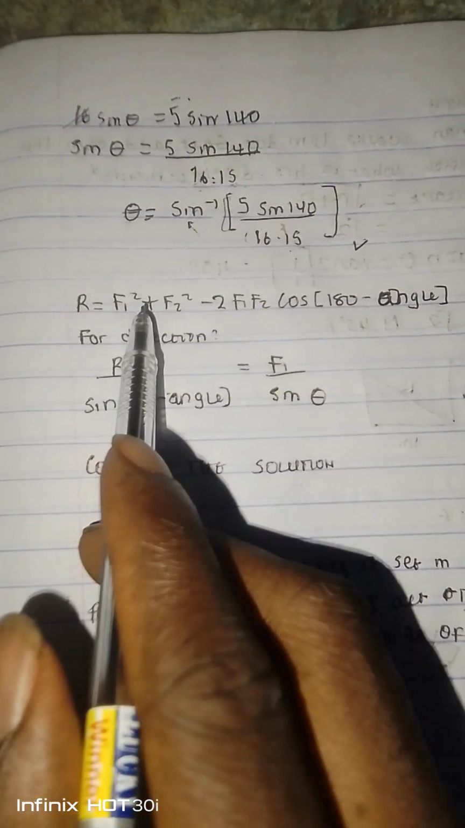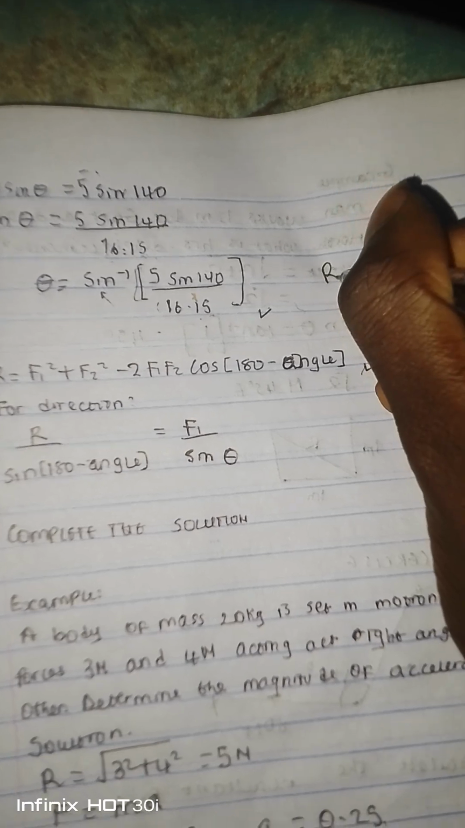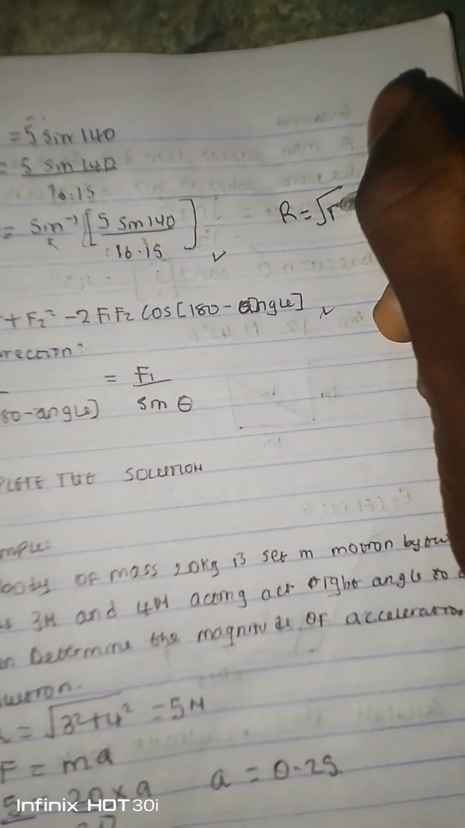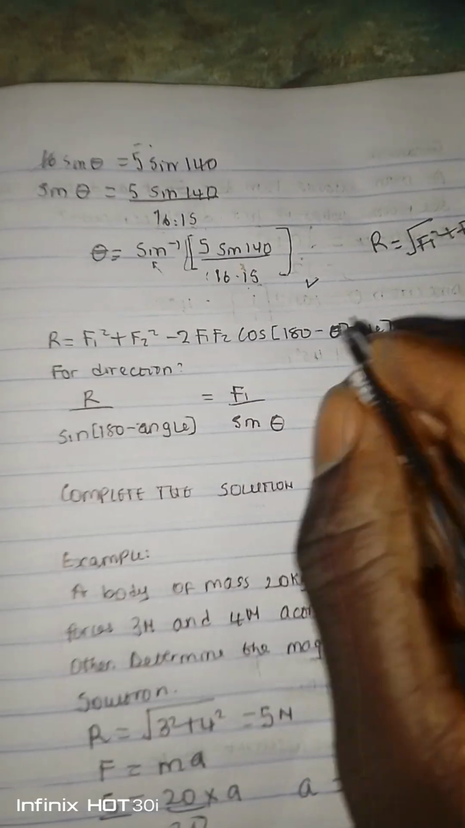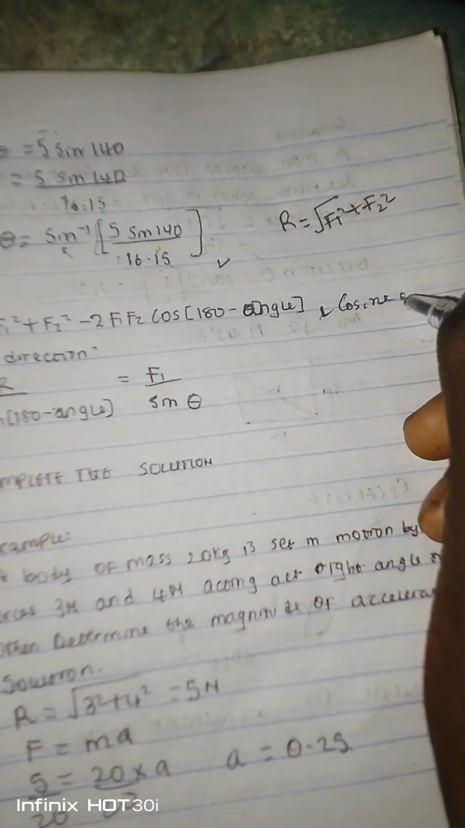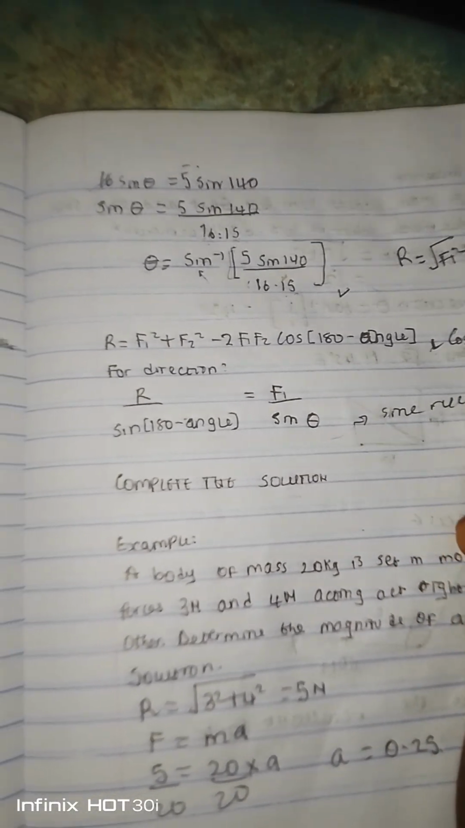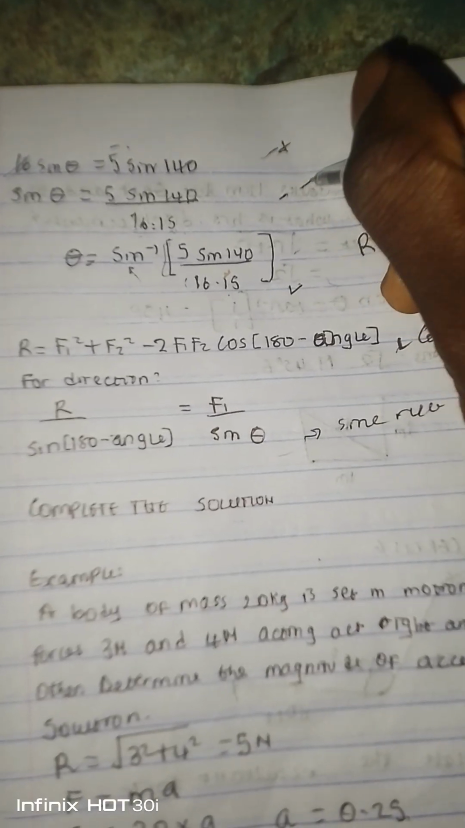I've already given you the formula here. Just take note of all these formulas. For perpendicular, R equals F1 squared plus F2 squared. Then for obtuse or acute angle, you use this one, called the cosine rule. Then this one is called the sine rule. Remember the first one: if it's the same direction, you plus; if the forces act in opposite directions, you minus. As simple as that. So let's check this one.